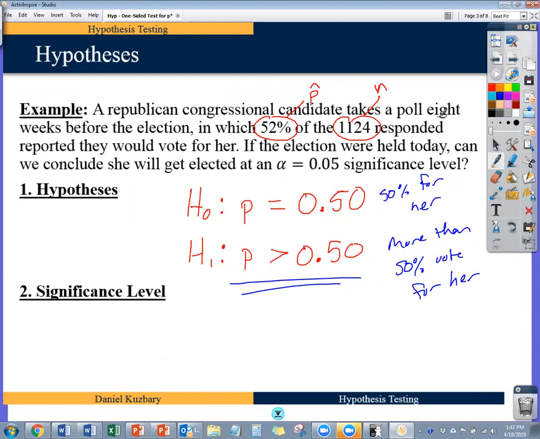Of course, this is 8 weeks out. So this is the hypothetical if the election were held today. Our significance level is given to us. It's 0.05. So we want to reject the null hypothesis with a 5% chance or less of being wrong.